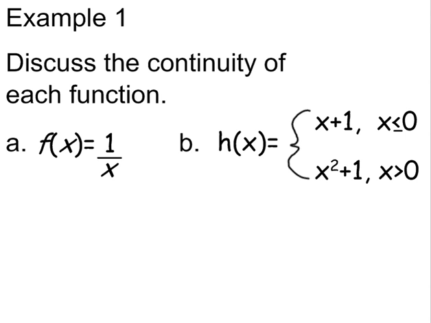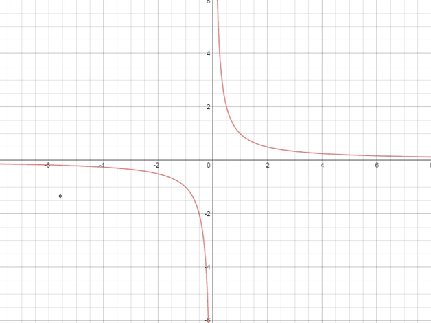Okay, let's talk about the continuity of the functions that we see here. Let me just split this up over here. Let's talk about our first function, 1 over x, and its continuity. I have a graph of it right here. You can see from the graph that it looks like it's continuous everywhere, except of course at x equals 0. And then it picks up again after that.